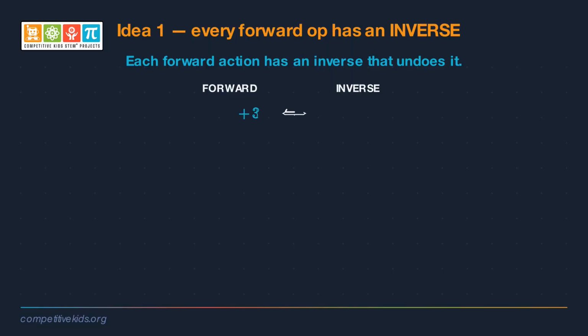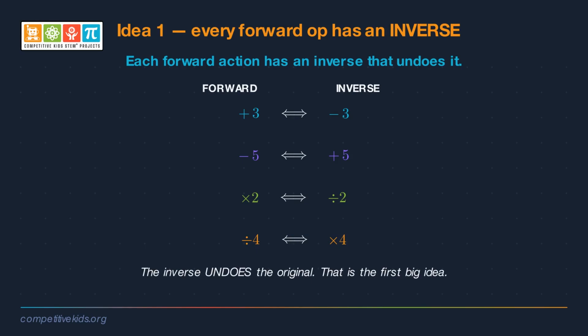Every forward action has an inverse. Adding 3 becomes subtracting 3. Subtracting 5 becomes adding 5. Multiplying by 2 becomes dividing by 2. Dividing by 4 becomes multiplying by 4. The inverse undoes the original. That is the first big idea. To walk backward, you replace every step with its inverse.